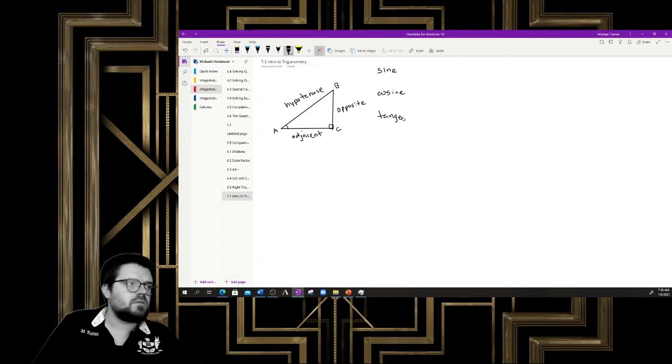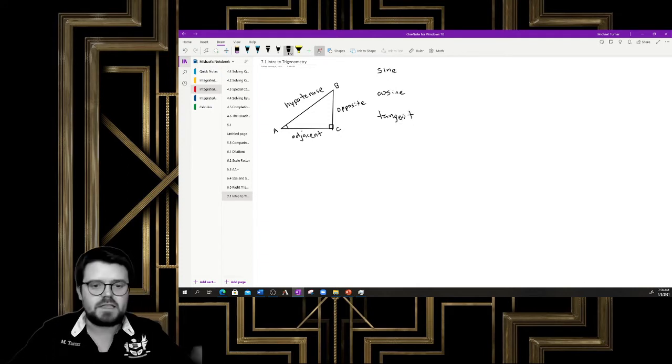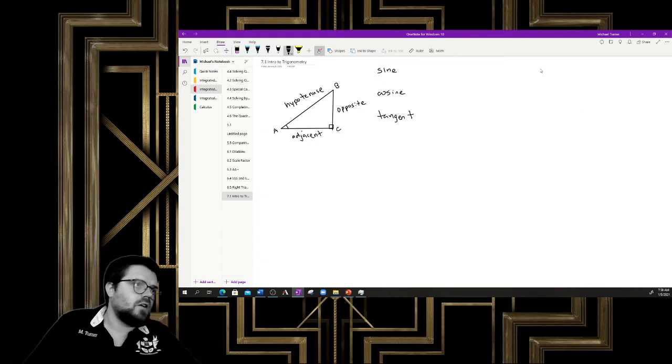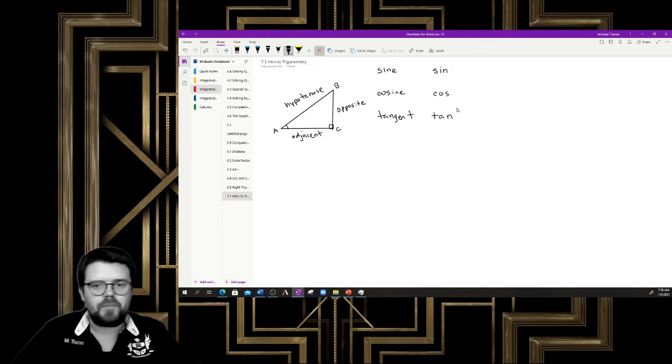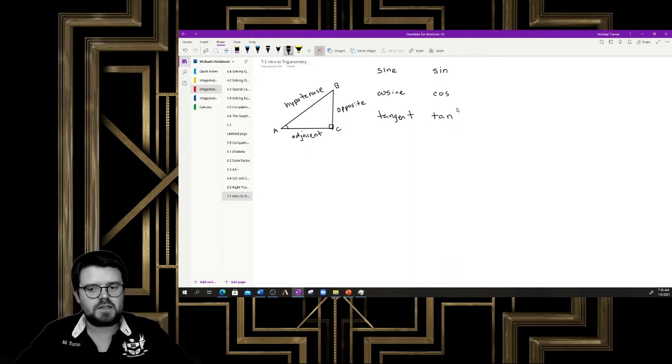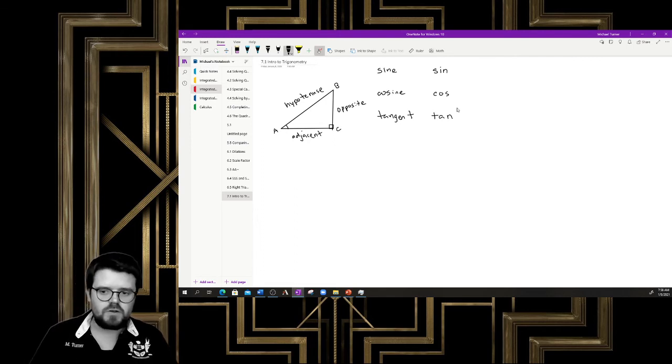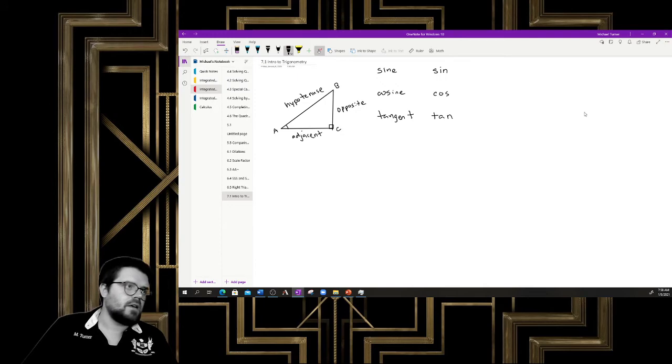If you're using either Desmos or a scientific calculator, a TI or Casio, you'll see these functions abbreviated on your calculator as SIN, COS, and TAN. So those are the abbreviations. If you're using it as a function on your calculator, that's the button that you would press. Okay? Again, these are all ratios. Ratio is another word for a fraction.